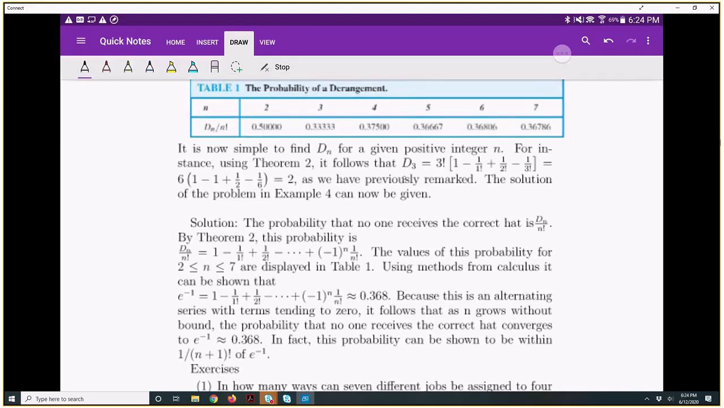For instance, the number of derangements of a set of 3 elements, we just plug in n equals 3, and that's going to be 3 factorial times 1 minus 1 over 1 factorial plus 1 over 2 factorial minus 1 over 3 factorial, which is 6 times 1 minus 1 plus 1/2 minus 1/6. We end up with 2, as we already said when we discussed the derangements of 1, 2, 3.